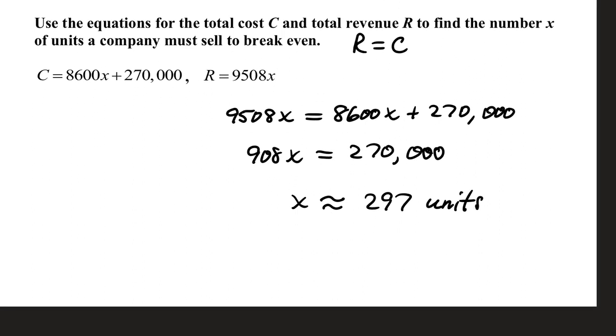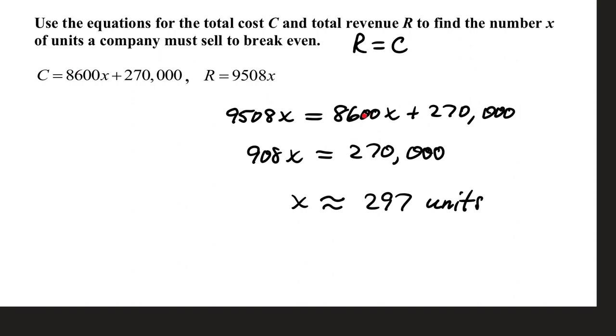Use the equations for the total cost and total revenue to find the number of units a company must sell to break even. Revenue is the money that is made by a business or a person. Cost is the money that goes out. It's what's required to pay your labor, pay for supplies, and all that. Where you break even is when the money coming in is equal to the money going out. Long story short, set your revenue function equal to your cost function.